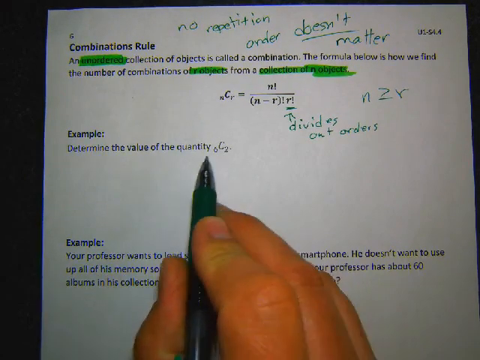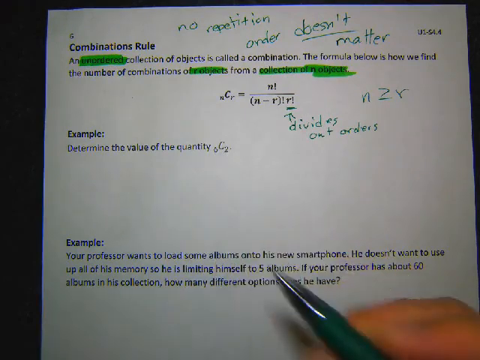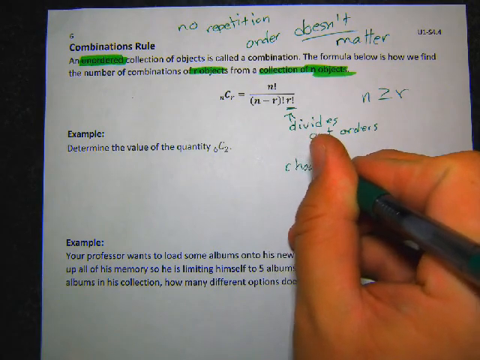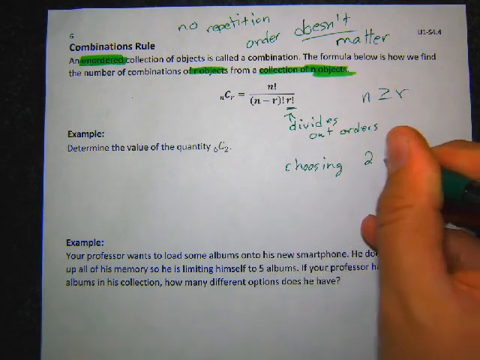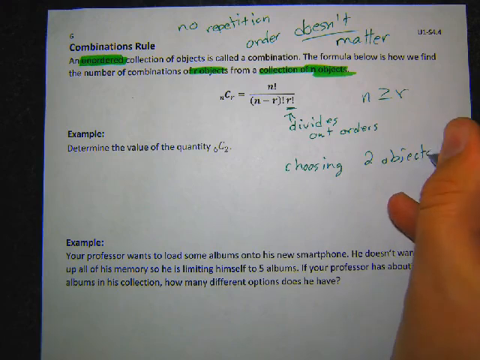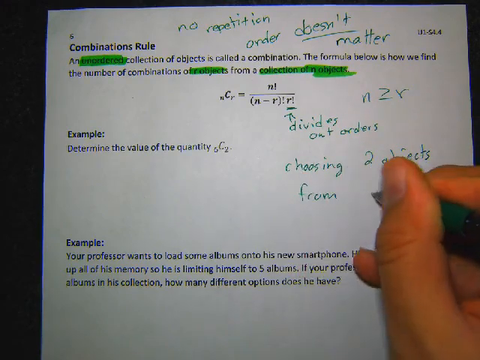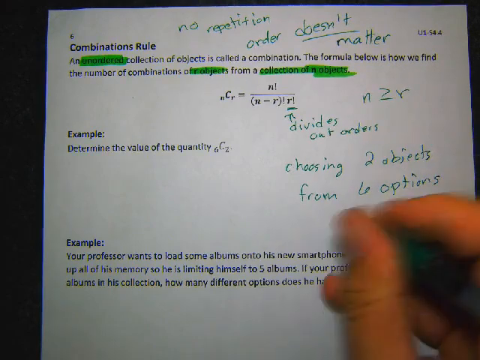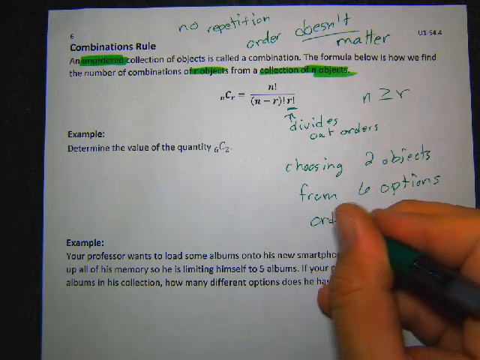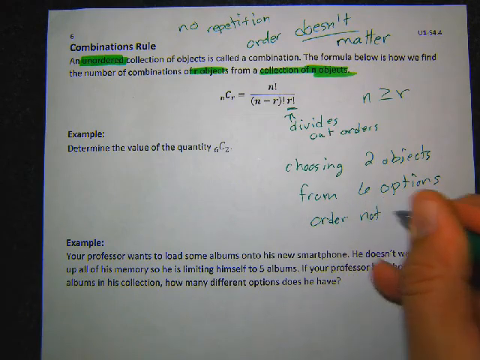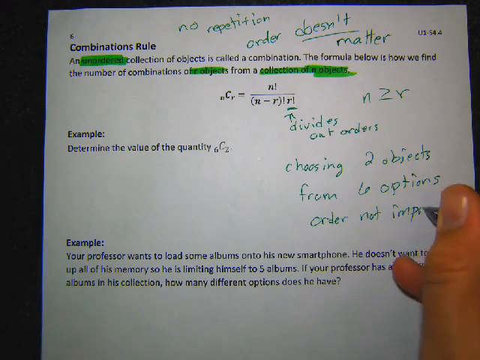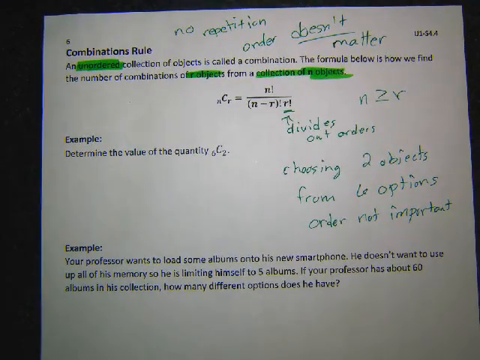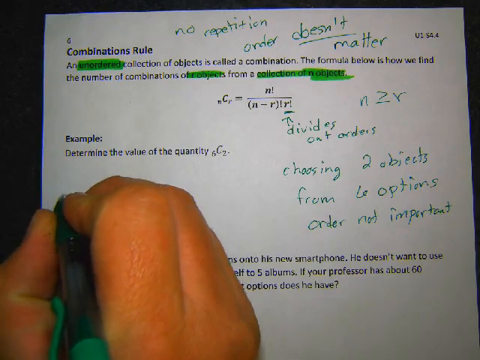So here they have a question, 6 choose 2, so 6C2. Again, this is the same. We're choosing 2 objects from 6 options, choices. But here we're saying order is not important. The order does not matter. I don't care what order I choose them in. I just care which 2 get chosen. So we can do 6C2.